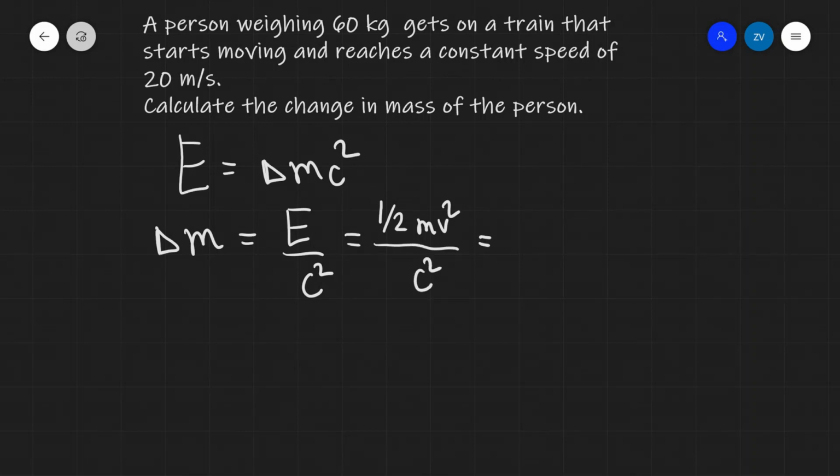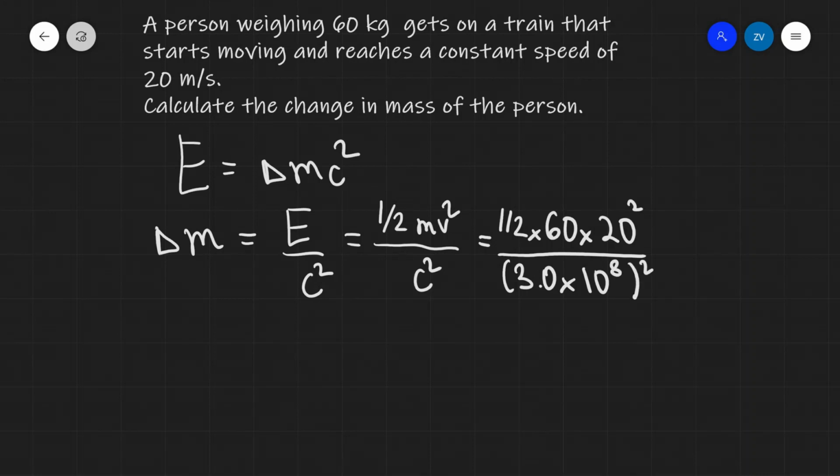Let's plug in all their numbers. So a half times the mass, which is 60 kg, times the speed squared, which is 20 meters per second. Let's not forget that square. And we're going to divide by the speed of light squared, which is 3.0 times 10 to the power of 8, all of it squared. Now, if we input these numbers into a calculator, we are going to get 1.33 times 10 to the power of minus 13 kilograms.